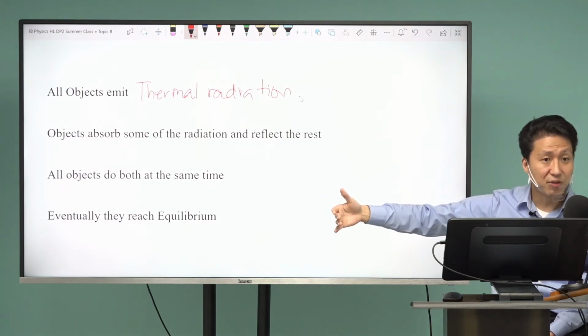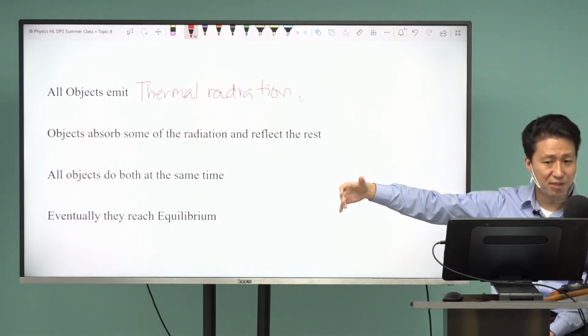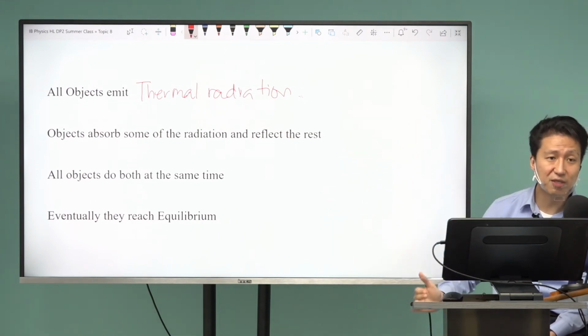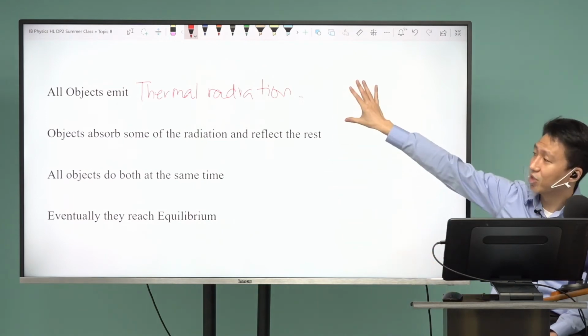When you heat a metal, it turns first red, then orange, then white. That is the emission of thermal radiation. The hotter it gets, the higher the frequency that is emitted. So everything emits thermal radiation, first of all.